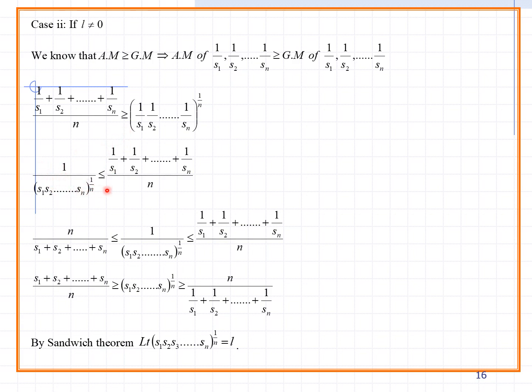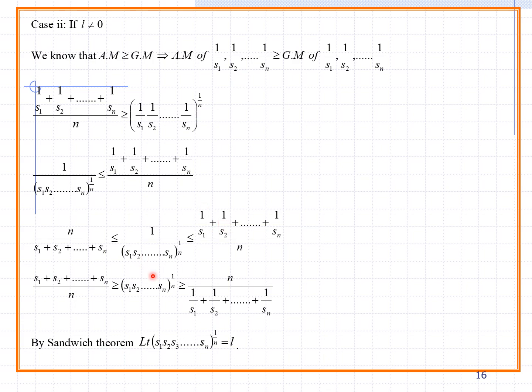You can move on like less than. This is greater than or equal to. You can change on less than or equal to. This series can be written as n by S1 plus S2, so on, plus Sn, so less than or equal to 1 by n. This is reverse: S1, S2, so on, Sn power of 1 by n, less than or equal to this total term 1 by n.